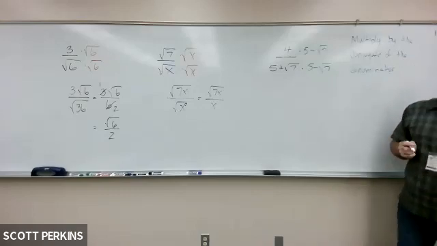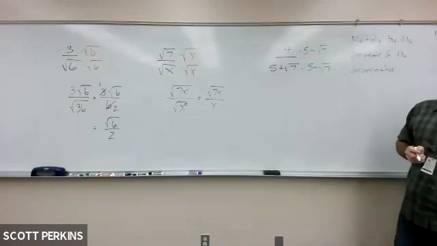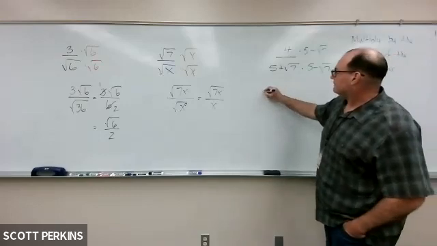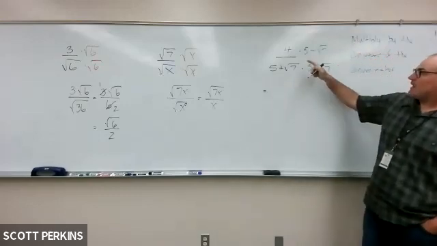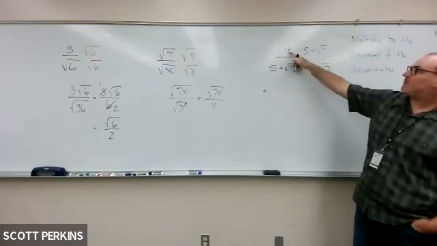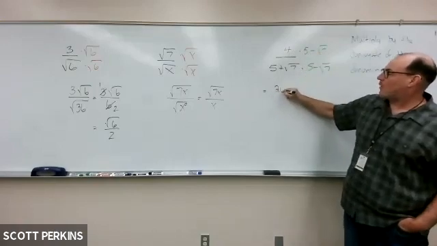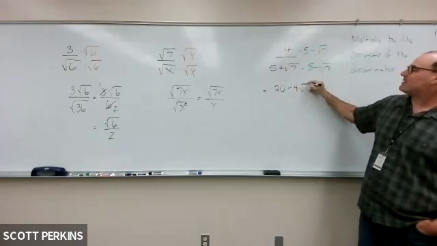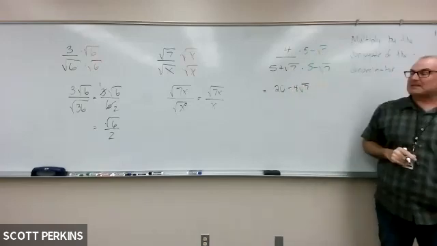Once you've done that, it's just a multiplication problem. So it's just going to take you a minute or two to go through the busy work of this. In the numerator, I'm going to distribute. So I've got 4 times 5. 4 times 5 is 20. And then 4 times negative square root of 7 is negative 4 square root of 7. I just distributed in the top.